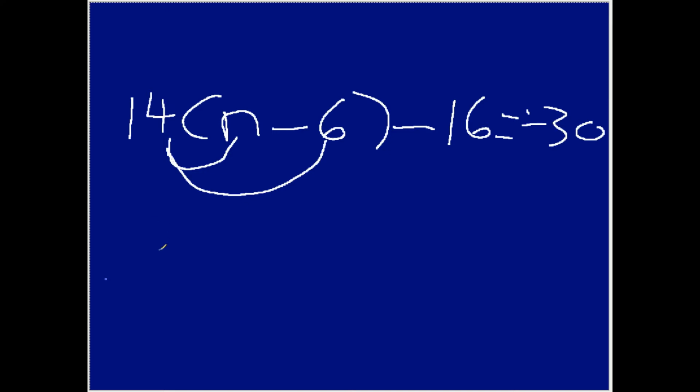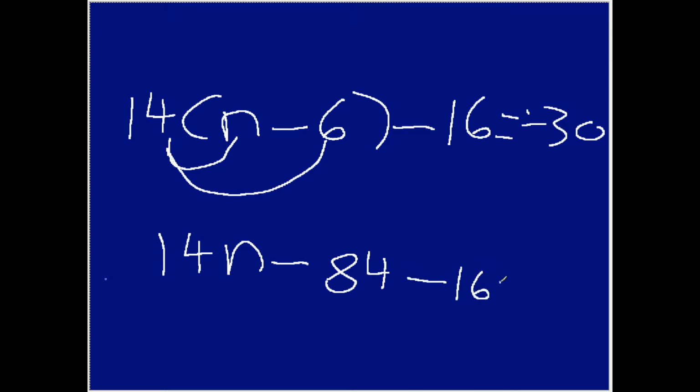So 14 times n is 14n. And 14 times negative 6 is going to be negative 84. Now we still have our minus 16. We haven't dealt with that yet. And of course, we still have our minus 30. We have not dealt with that yet.